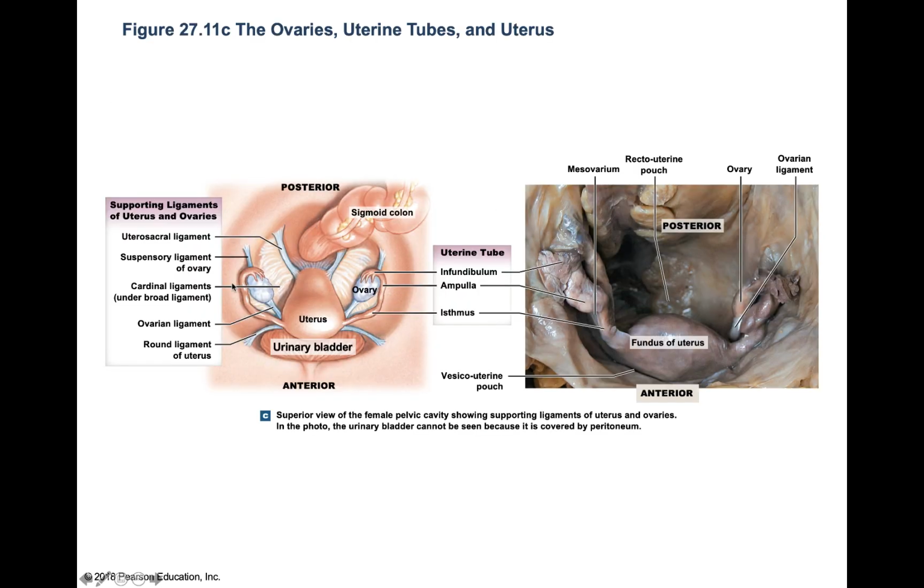So on this picture you can see the ovarian ligament attaching to the ovary, and also there's the round ligament of uterus. So you can see the broad ligament right here, and then there's the suspensory ligament, and the round ligament of uterus is attaching the uterus to the pelvis. And then you can see the same structures in this picture as well.